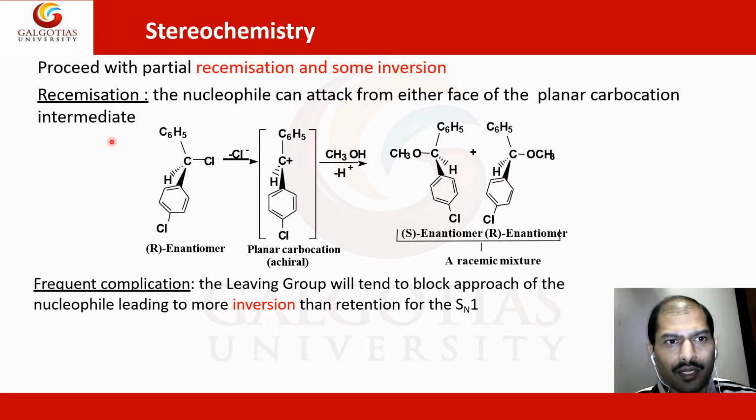If you see the stereochemistry here, the nucleophile can attack from either face of the planar carbocation intermediate. So there is a chance of formation of two enantiomers, R and S, if you are reacting with, say, the R enantiomer, since it first makes a carbocation which is a planar molecule. Once you react it with methanol, it makes products that are stereochemically different, two different products will be formed, and you will get a racemic mixture at the end of the reaction.